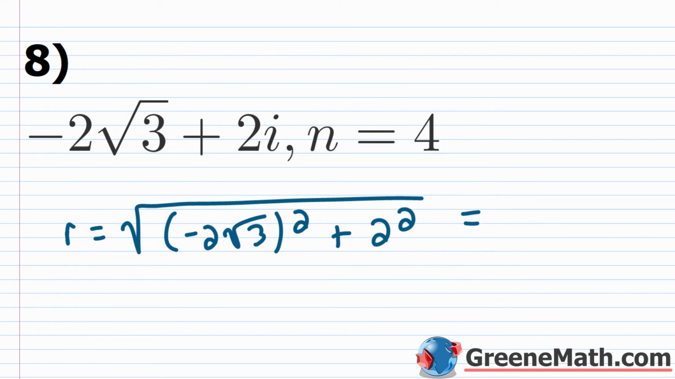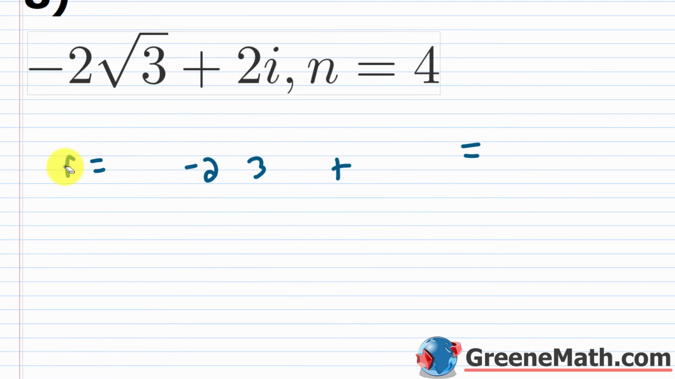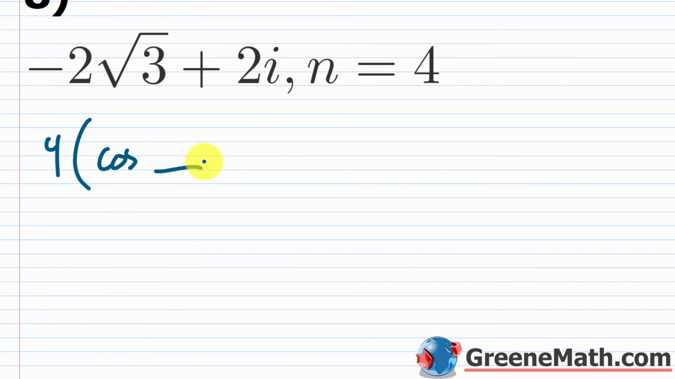So this equals, let's say, the square root of negative 2 squared is 4, and then times square root of 3 squared is 3, and then plus 2 squared is 4. So we know that 4 times 3 is 12, and 12 plus 4 is going to be 16, and the square root of 16 is going to give me 4. So let's go ahead and say that this right here is going to be 4 times the quantity cosine of theta plus i times the sine of theta.